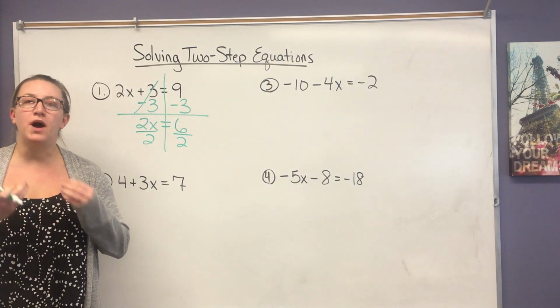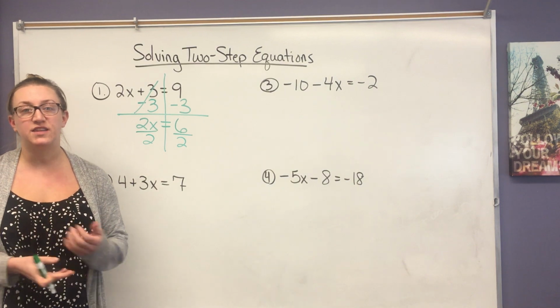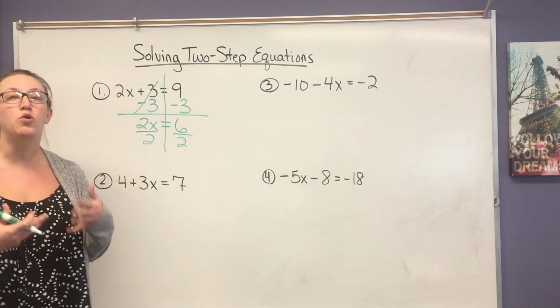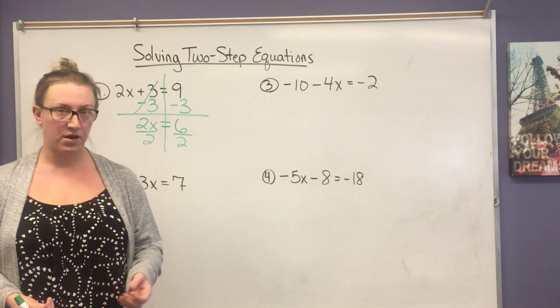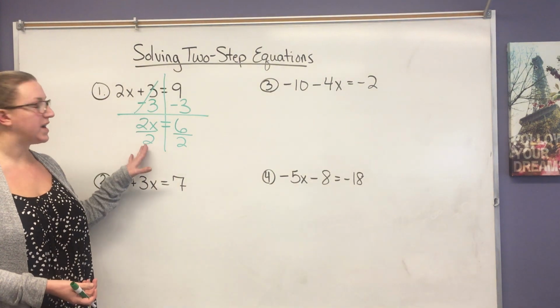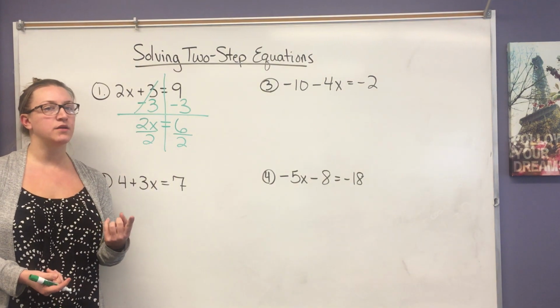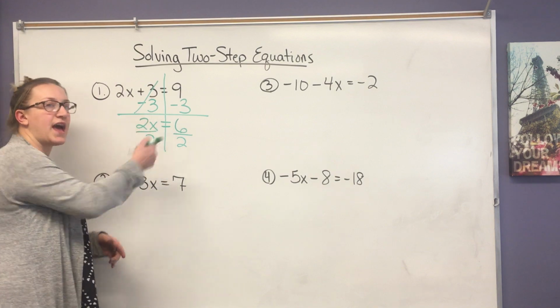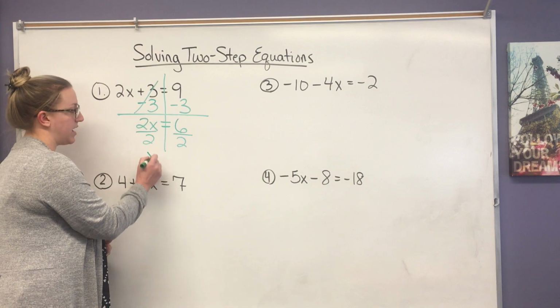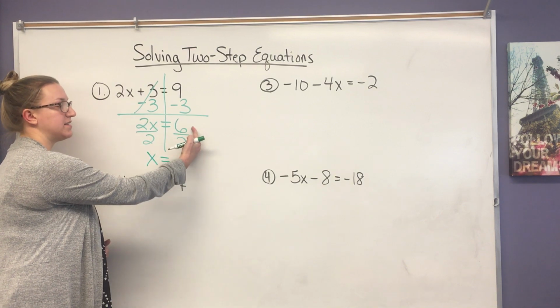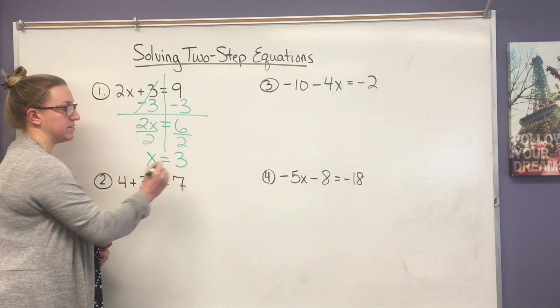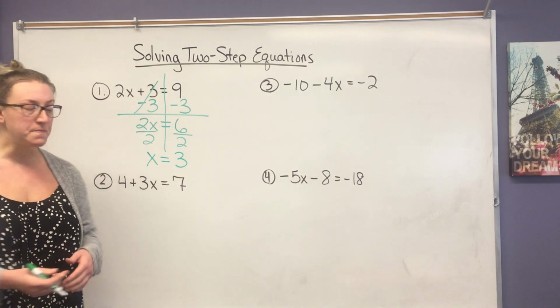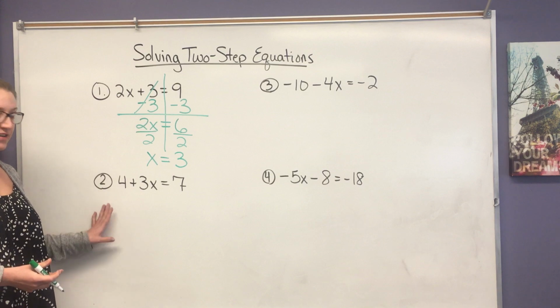Keep in mind that you must perform these operations on both sides, otherwise your equation will no longer be balanced, okay? So 2 divided by 2 is 1, which will leave me with a 1x, which is the same thing as x. And then 6 divided by 2 is 3. Let's move on to the next question.